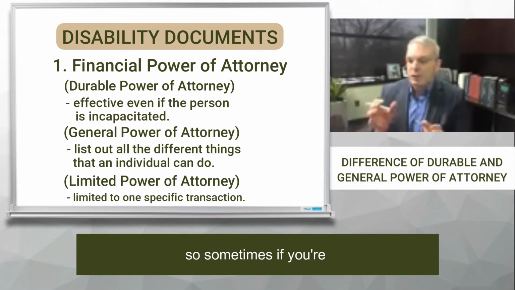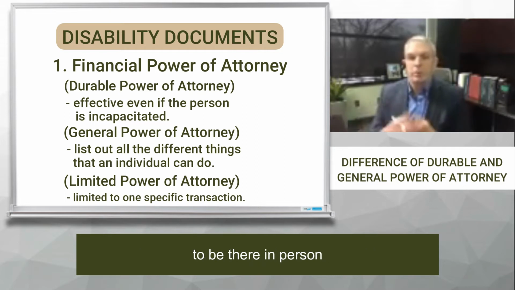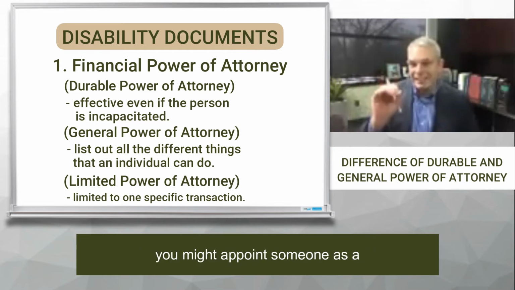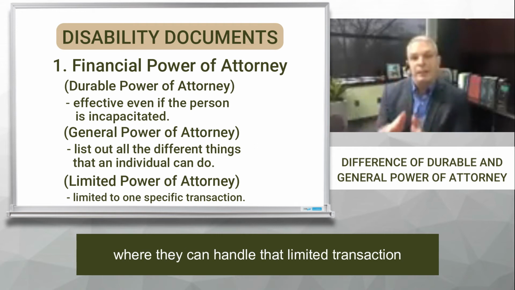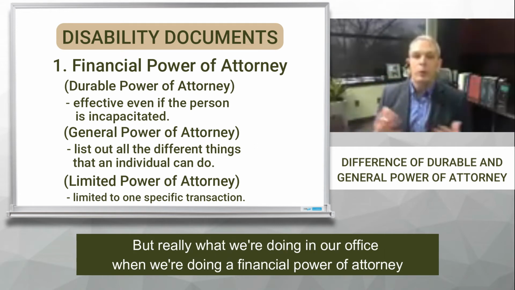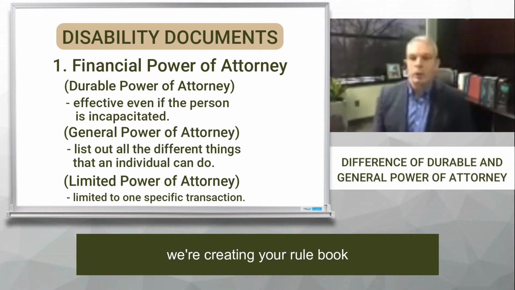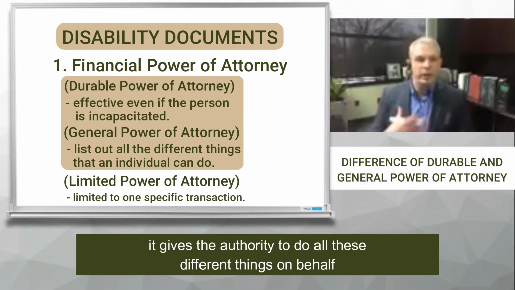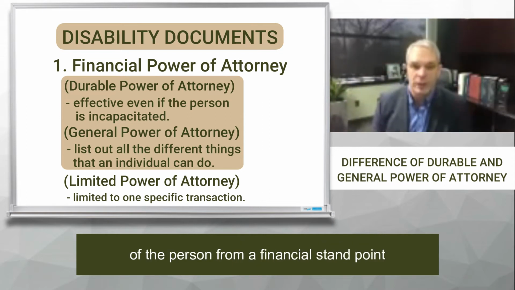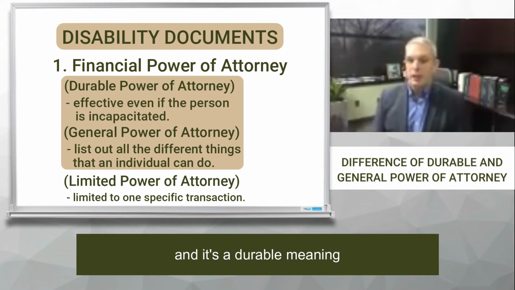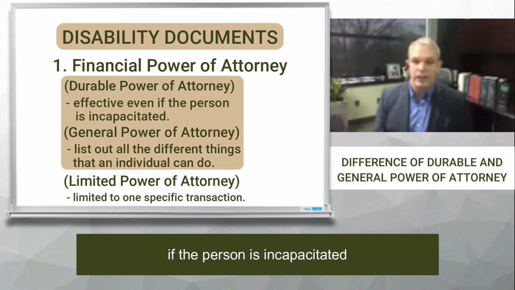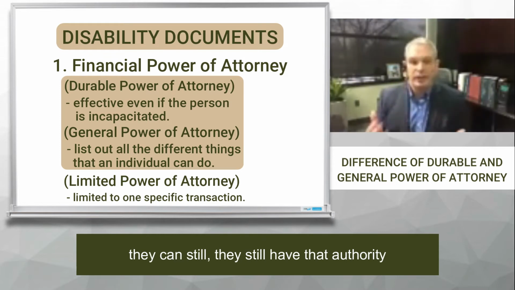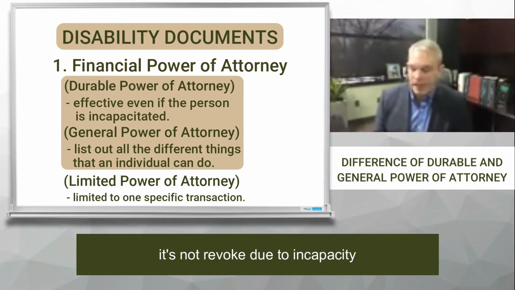So sometimes if you were closing on a house and you weren't able to be there in person, you might appoint someone as a limited power of attorney where they can handle that limited transaction. But really what we're doing in our office when we're doing a financial power of attorney, when we're setting up an estate plan, we're creating your rule book, we're doing a general durable power of attorney. That is general, it gives the authority to do all these different things on behalf of the person from a financial standpoint, and it's durable, meaning if the person's incapacitated, they still have that authority. It's not revoked due to incapacity.